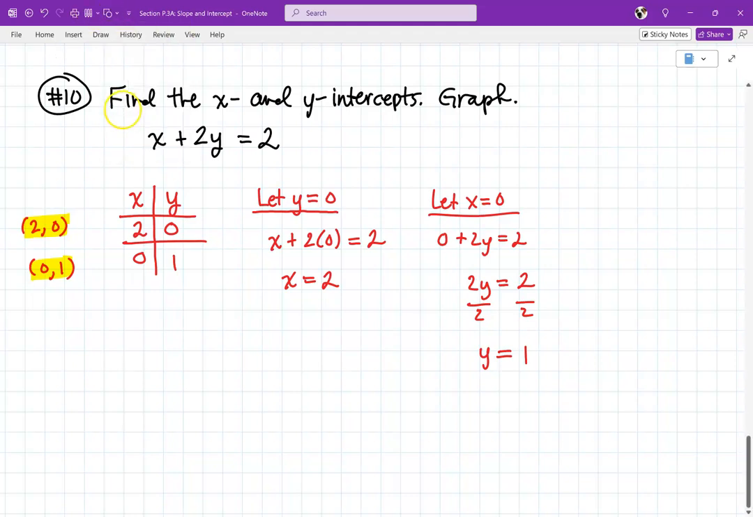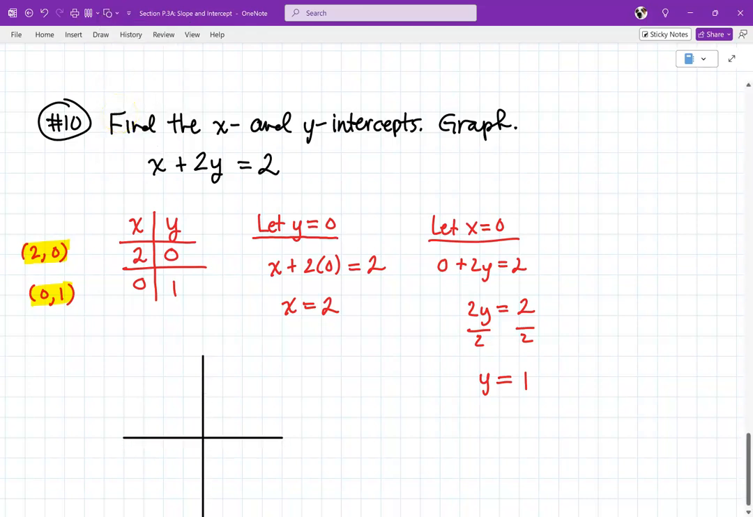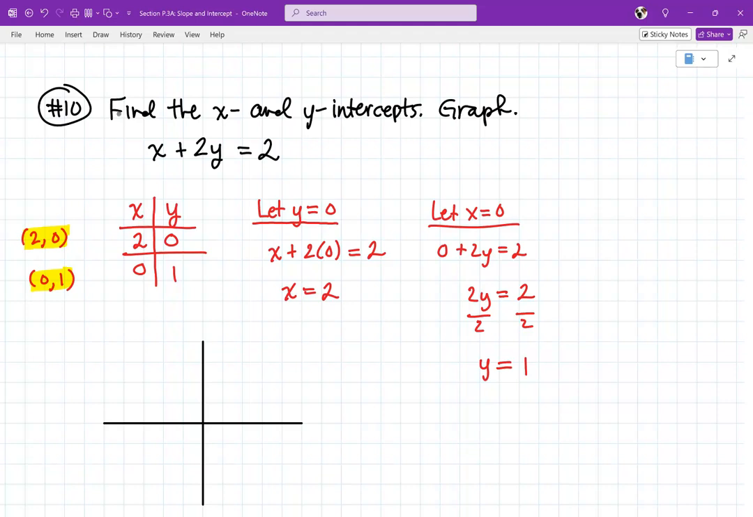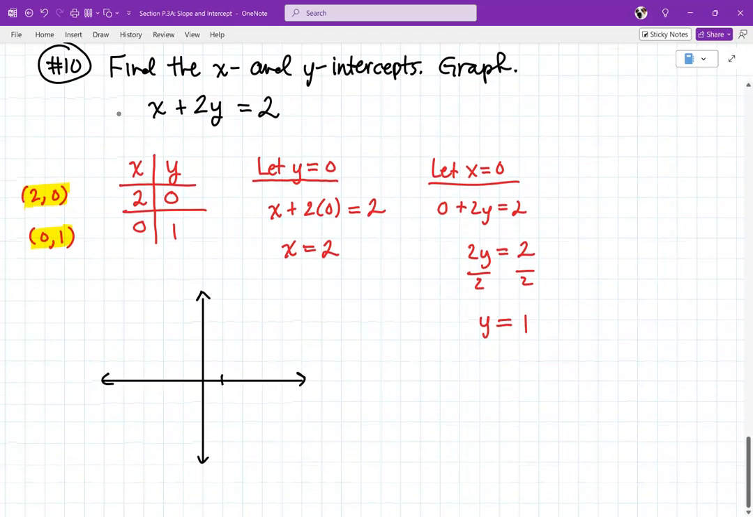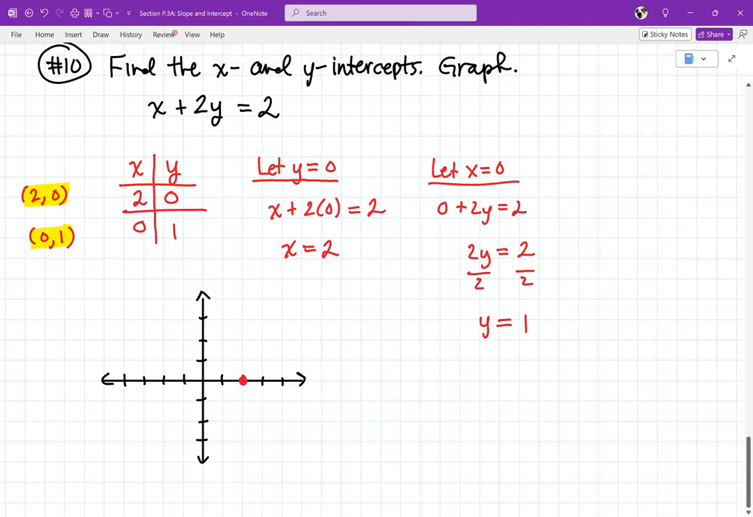So here we go. I'm just going to create a coordinate plane. You guys will already have graphs provided for you, so don't worry about having to draw them out. Let me make my tick marks here. All right, let's plot these 2 points. One of the points is 2, 0. 2, 0 right there. Remember I told you that was the x-intercept? Notice it's on the x-axis, right? This is our x-axis. This is our y-axis.